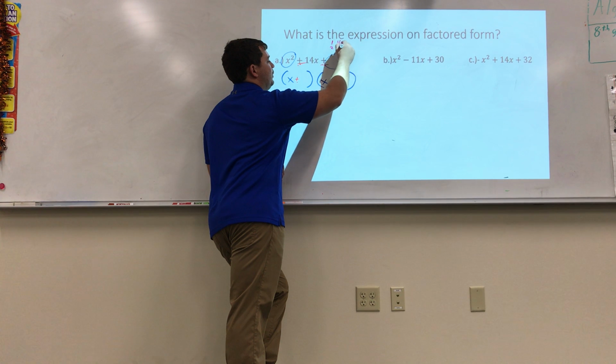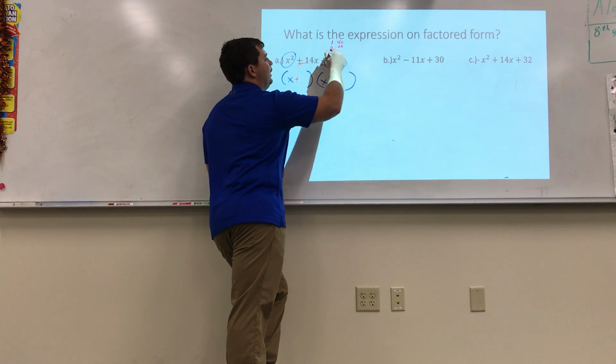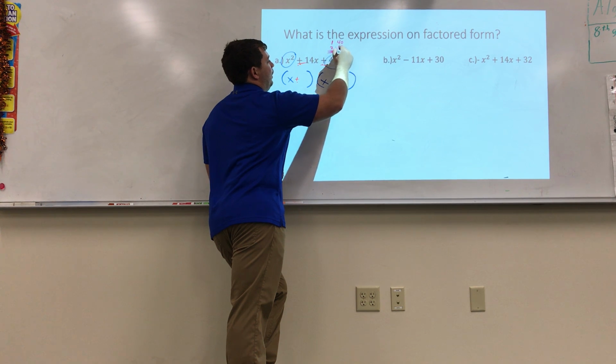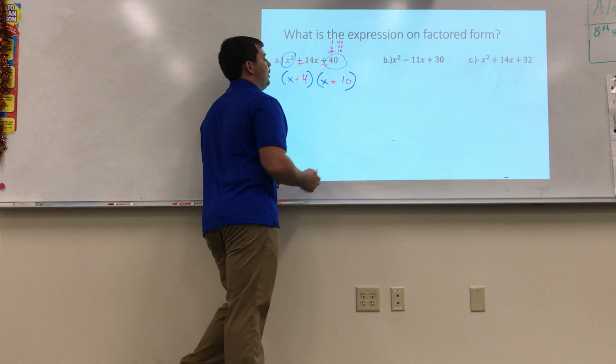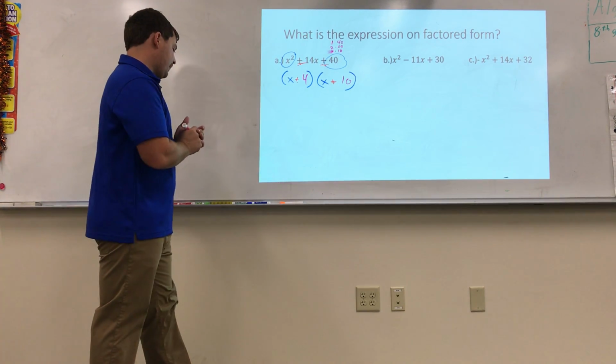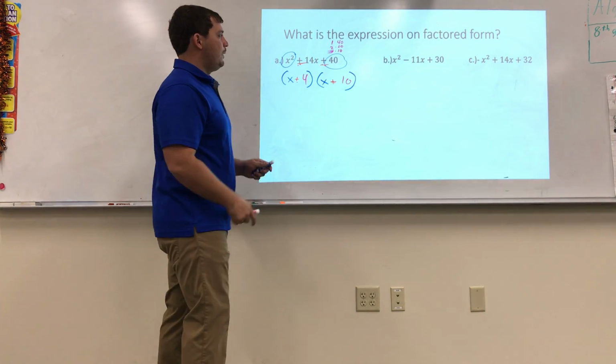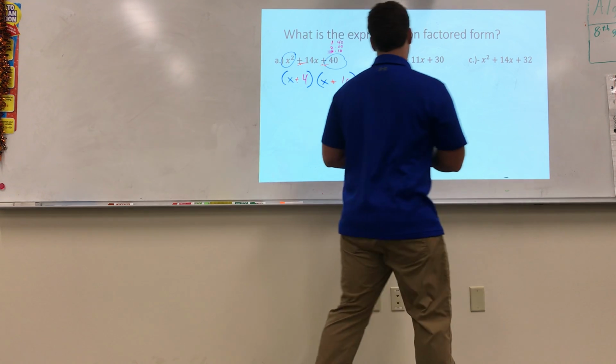2 and 20, which is 22. 3 doesn't go in there. All right, 4 and 10. Well, that adds up to 14. Boom, I'm done. Okay? Right here, we got another one.